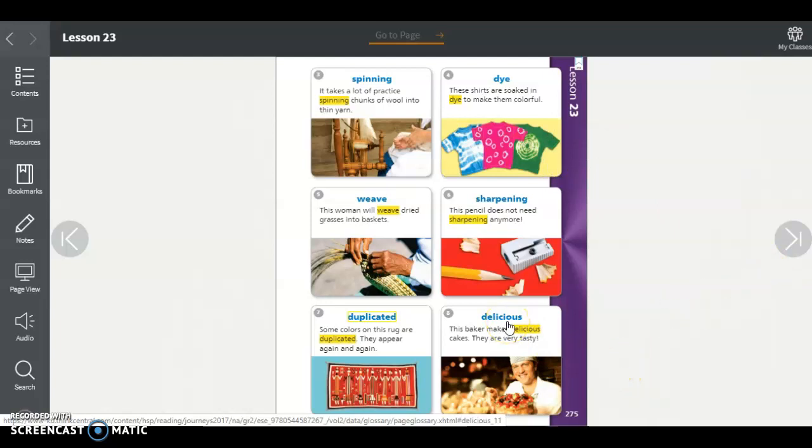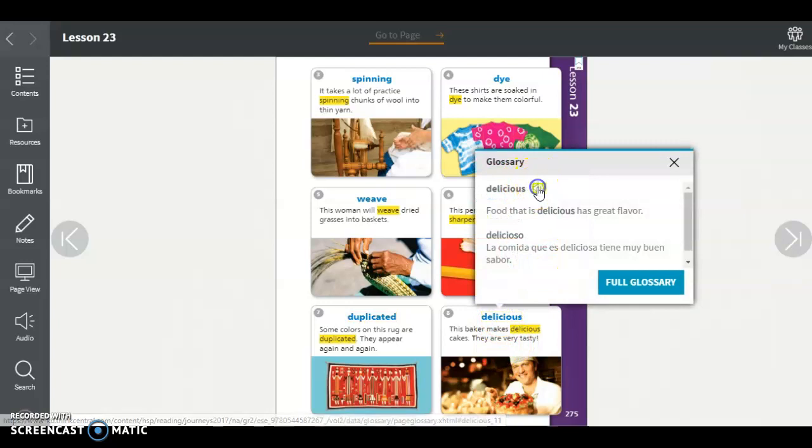All right, the next word is delicious. Say it. Delicious. This baker makes delicious cakes. They are very tasty. Delicious. Food that is delicious has great flavor.